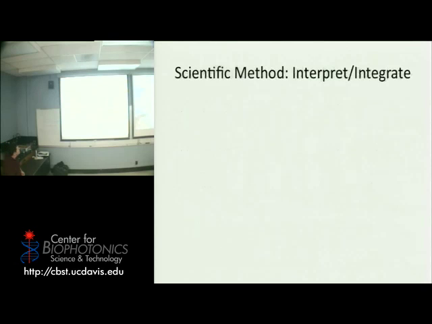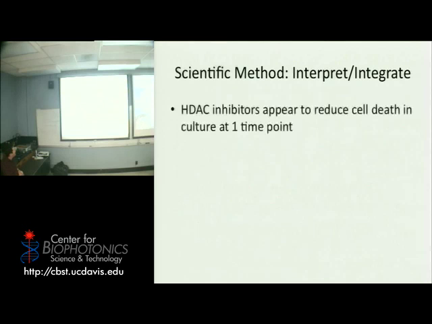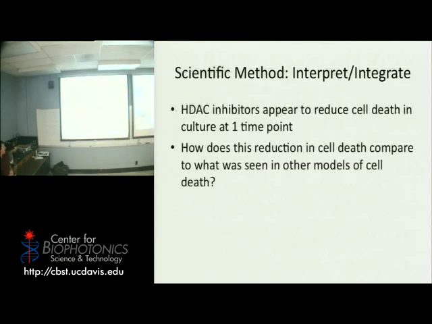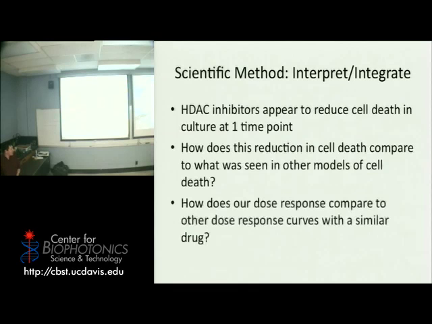Okay. So there are still some key parts to this scientific method. Now that I've got my data, what does it really mean? And how does it figure in with the rest of the world? So what I've shown you is that at one time point, we've reduced cell death, and I can compare this to other data. I can see how this time point compares between all the different labs that do this kind of model. And I can also look, have other people used this drug, and what concentrations have they used, and have they seen similar effects?